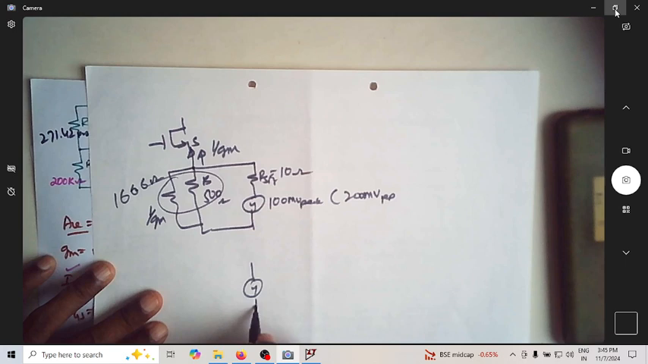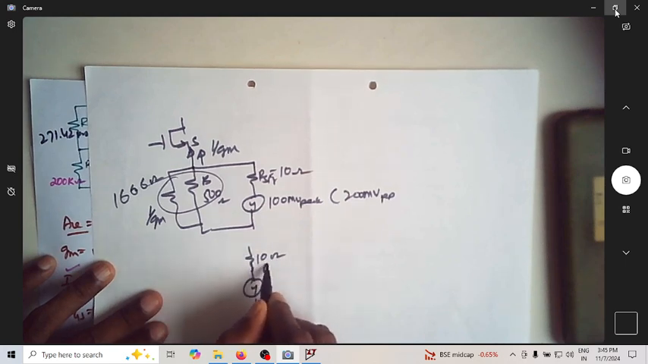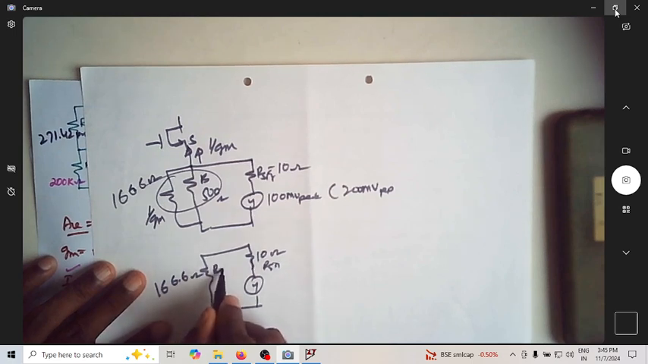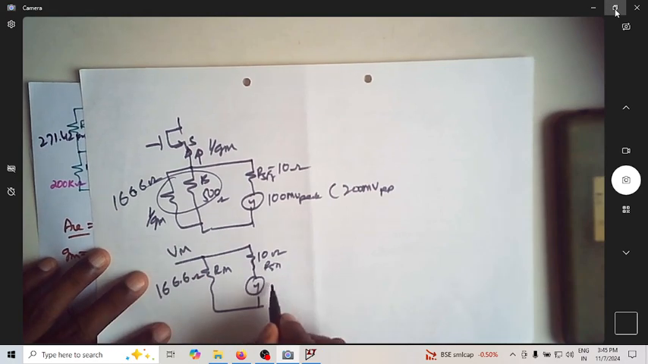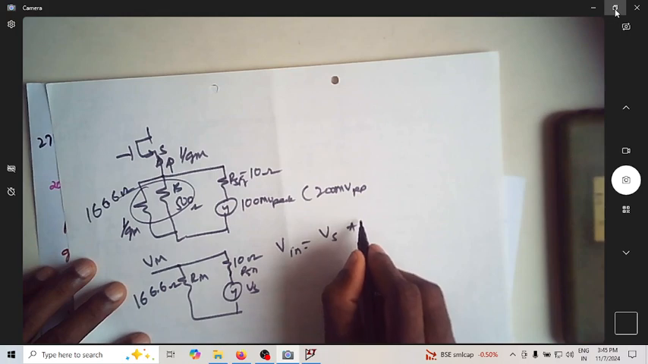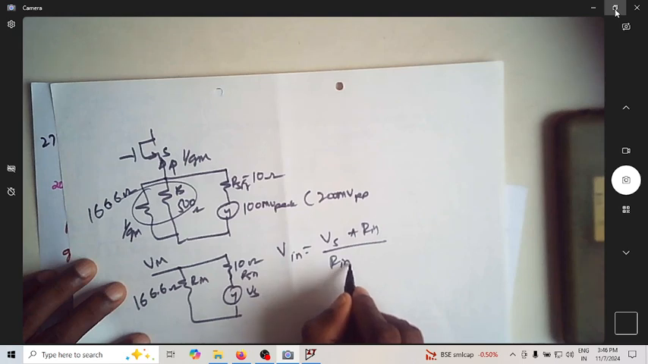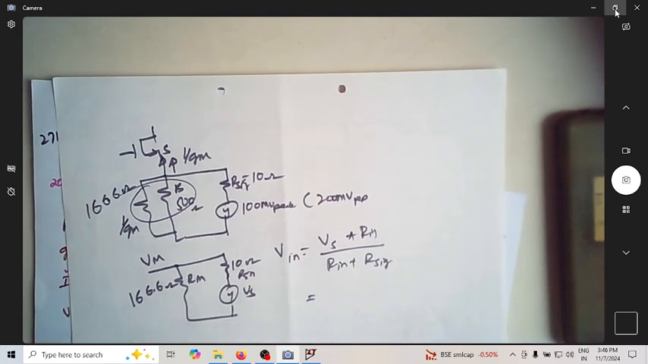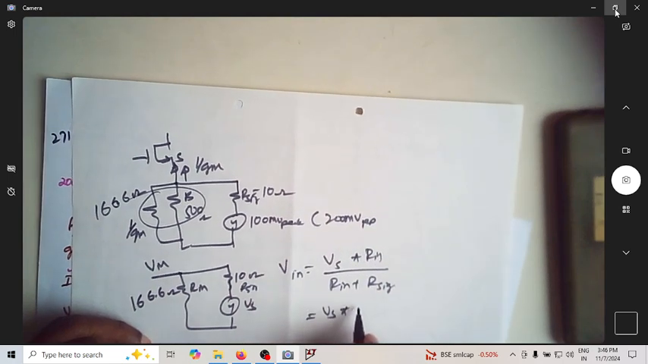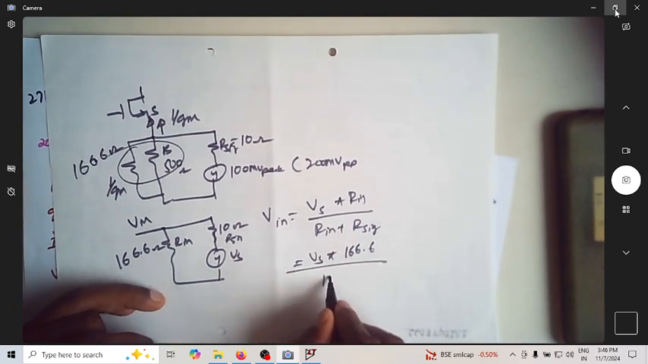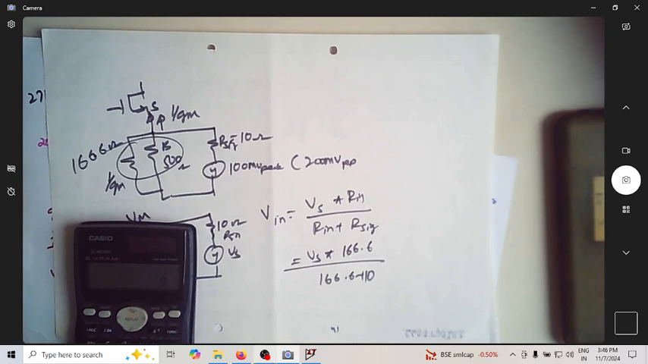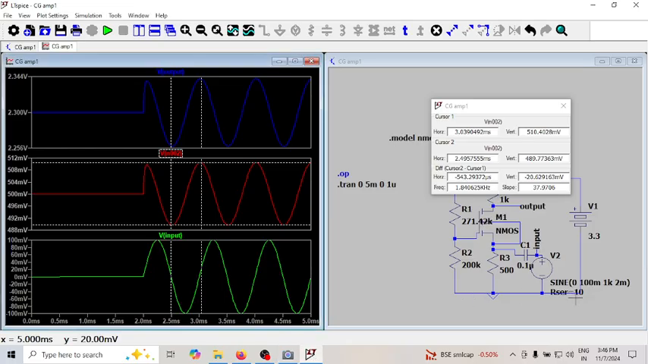So what you can think of now is, you have a 10 ohm R signal, and you have a 166.6 ohm overall Rin. So now how much is the Vin that you are getting if this is Vs? So shall I say Vin is equal to Vs multiplied by Rin divided by Rin plus R signal, which is now equal to Vs multiplied by 166.6 divided by 166.6 plus 10. Is that 10 what we have connected in our case? Okay, this is 10. This is series resistance 10.